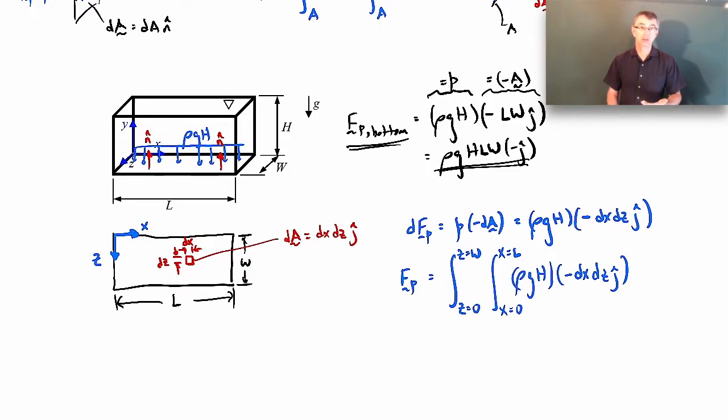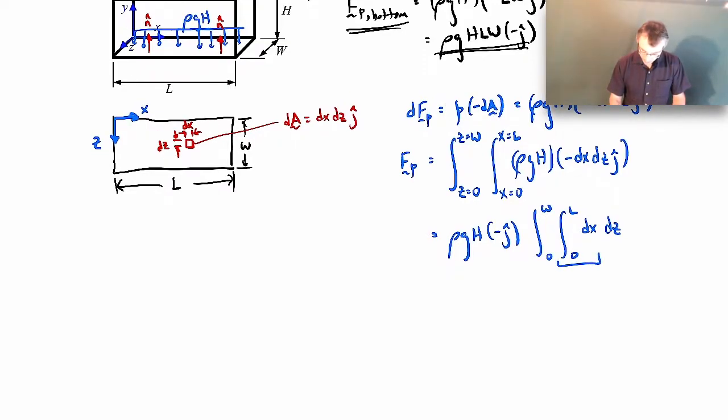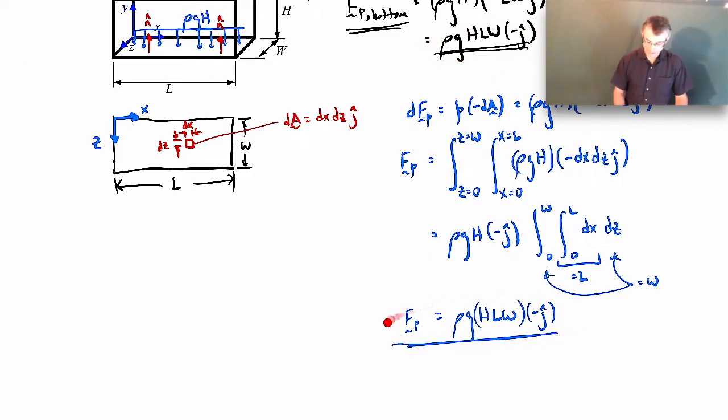Well, the rho, the g, the h, and the j hat are all constants, so we can pull them outside the integral. And then that double integral is very easy to solve. The first one over dx is just going to be L, and the one over dz is just going to be W. So what we'll get in the end is rho g h times L times W times minus j hat. So we get the exact same result we calculated before, right? So here's what we got from the very beginning, and this is what we get now. Exactly the same result. The integration approach for the bottom part of the tank isn't really necessary because everything's uniform and we don't really have to go through the integral. But I just wanted to do it to show you that it works.